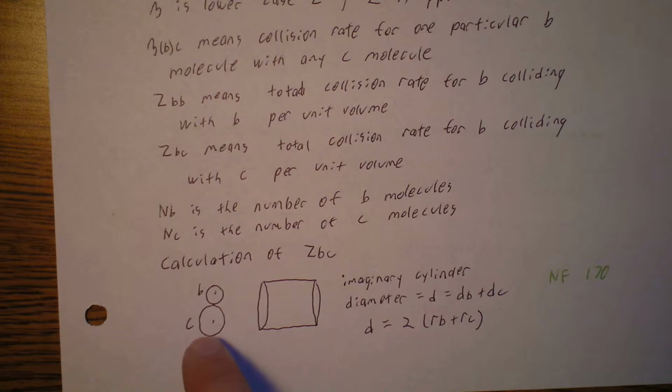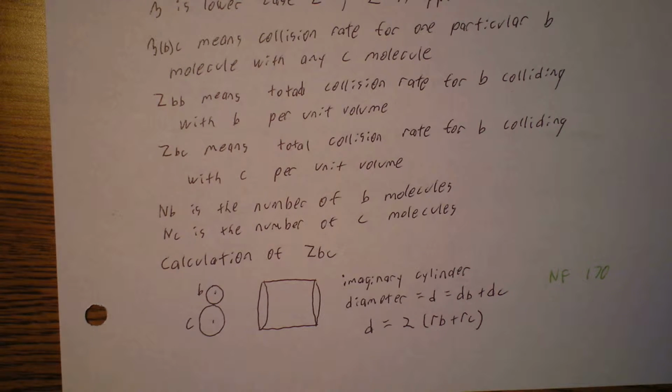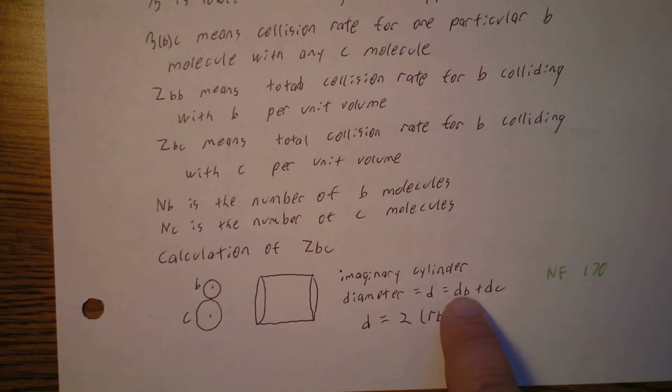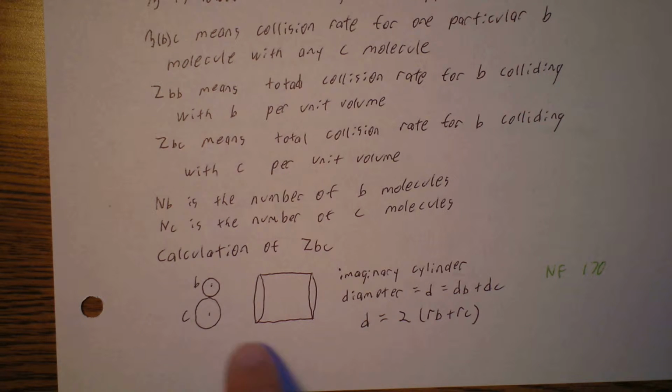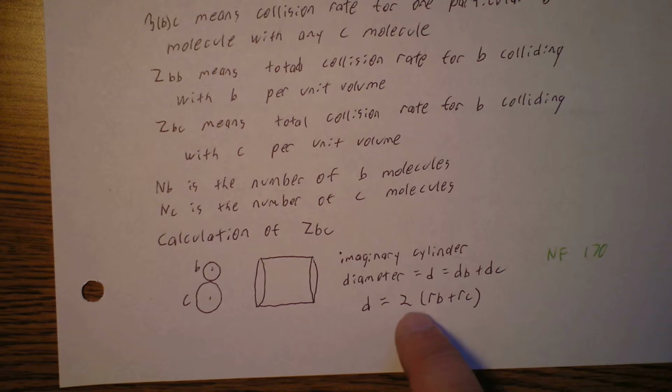So here's B and C next to each other. We have this imaginary cylinder. Its diameter, we're just going to call D. It's going to be the diameter of B plus the diameter of C. And of course, the diameter is twice the radius. So we have D equal to 2 times the quantity R_B plus R_C.